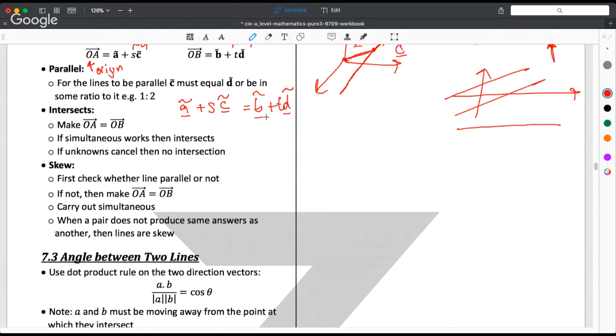If we just think about the x components, that will be one set of equations. So we have the x value of a plus s times the x value of c, and that will equal the x value of these. And then we'll have a different equation for y and a different equation for z. So we get three simultaneous equations, and we can solve those to figure out what point satisfies both of these, okay? So that's one way of doing it.